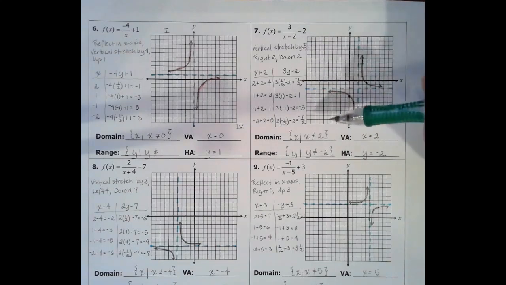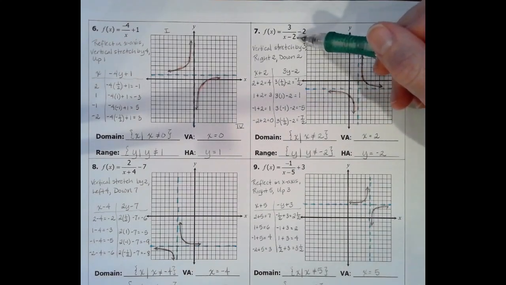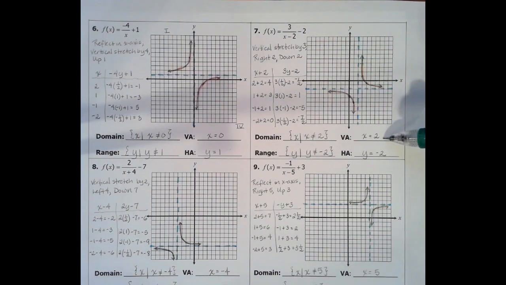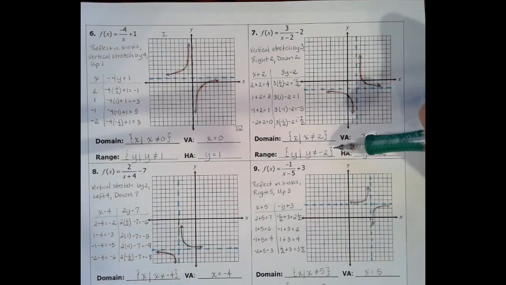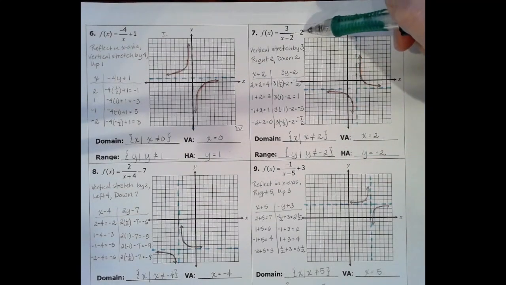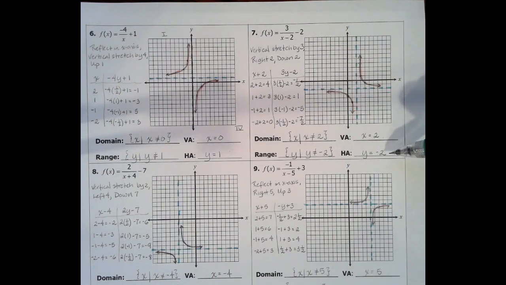So again, for the domain, let's look at what we've got under here with the x. x minus 2, set that equal to 0. Solve for x, we get x equals 2. So x equals 2 is our vertical asymptote. That means the domain is all real numbers, excluding the value where x equals 2. So x cannot equal 2. And then for the range, look, we've got a -2 back here as well. So that means the horizontal asymptote is going to be y equals -2. That means the range will include all values for y except -2.